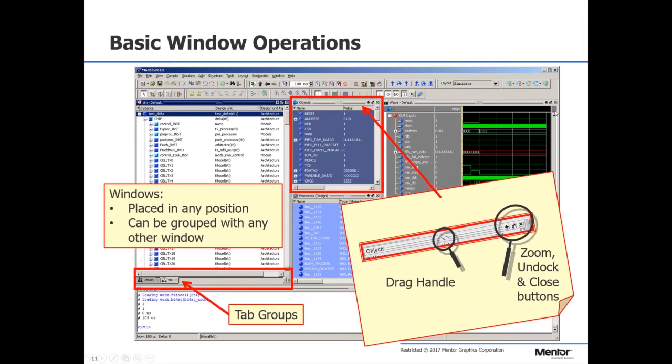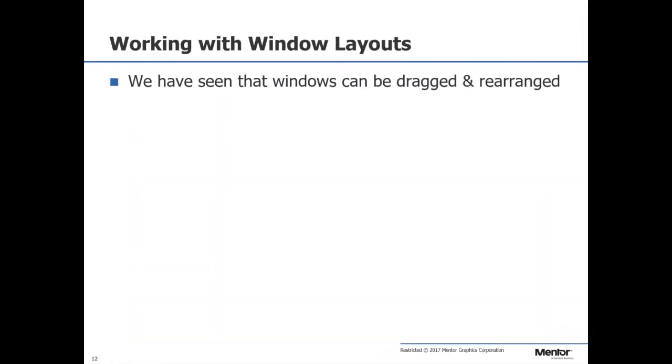This little out arrow allows you to click that and pop that window off the cockpit, which, with the wave window, most people like to do. They pull the wave window off and put it on a separate monitor. And then the little X will close that particular window.